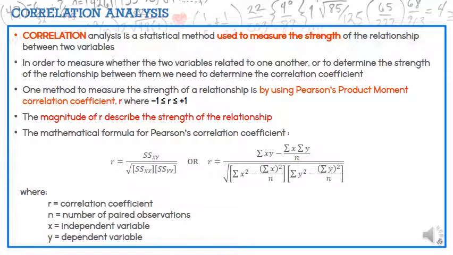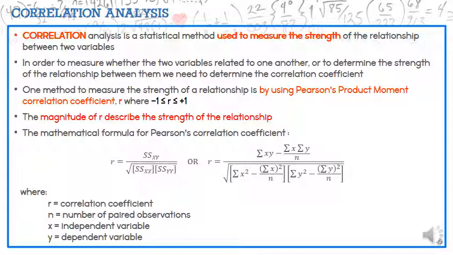So we can determine the relationship between the two variables from a scatter diagram. But what if you want to determine the relationship and also the strength of the relationship? So we need to use correlation analysis. Correlation analysis is a statistical method used to measure the strength of a relationship between the two variables. So in order to measure whether the two variables are related to one another or not, or to determine the strength of the relationship between them, we need to determine the correlation coefficient.